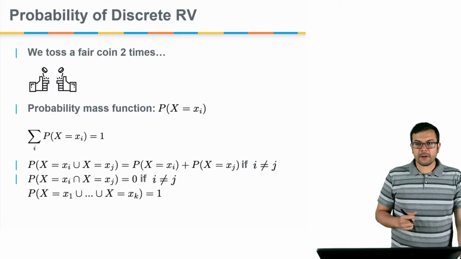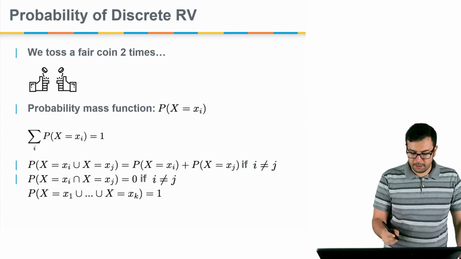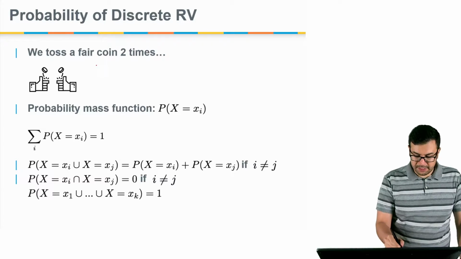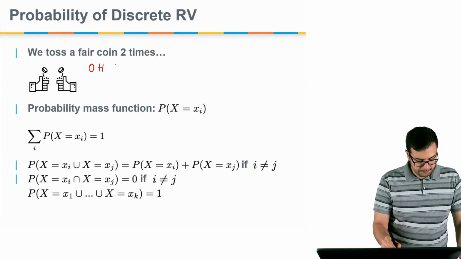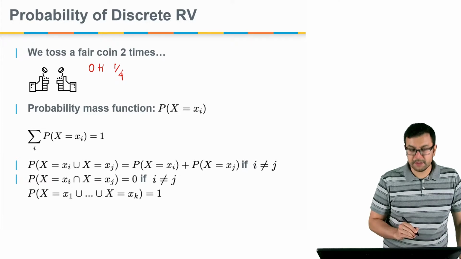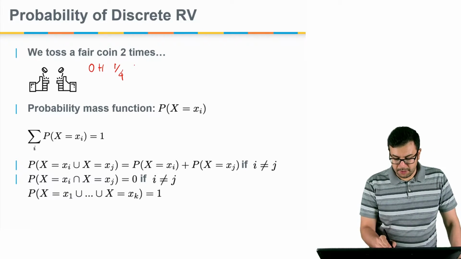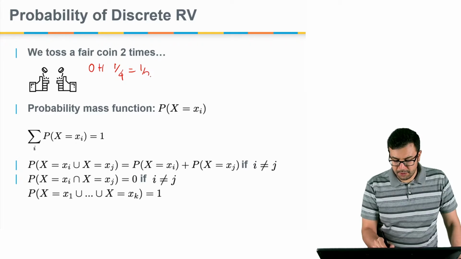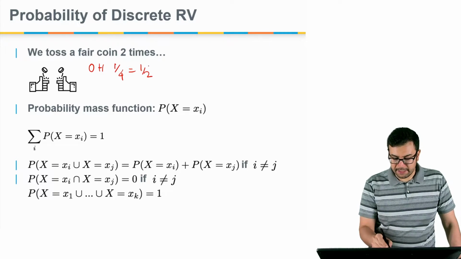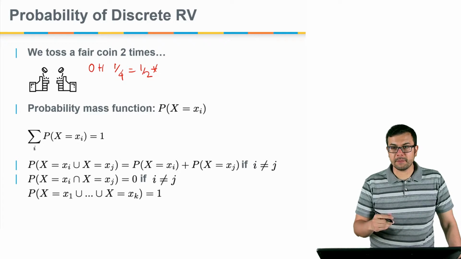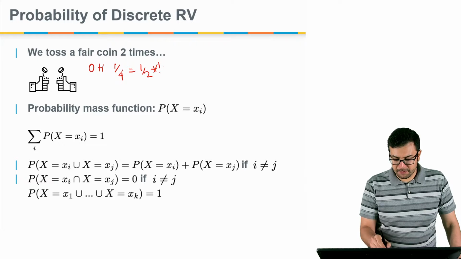We toss a fair coin twice. The probability that we see 0 heads is 1/4. Why is that? Because the probability that the first coin gets head is 1/2, and since the probability that the second coin becomes head is independent from the first coin, we get 1/4.